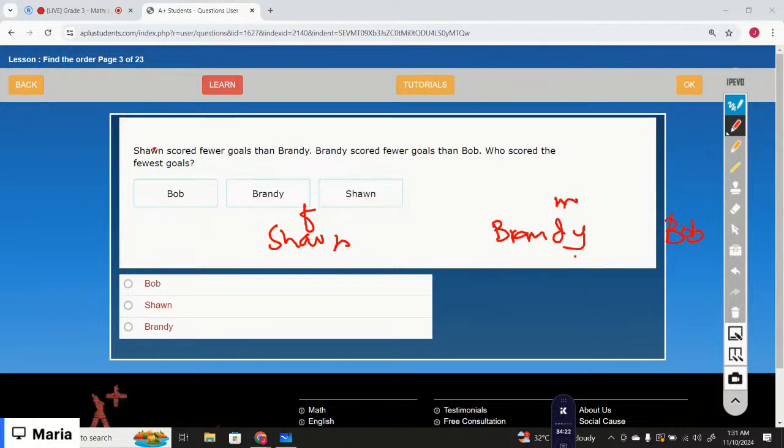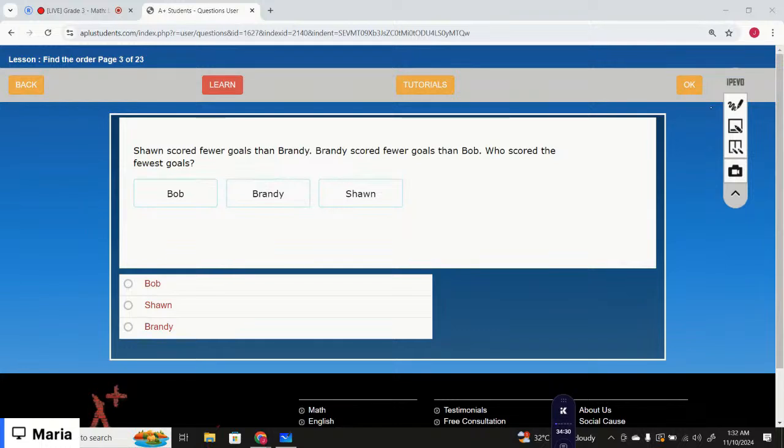Who scored the fewest goals? Sean has the fewest goals. Very good. Option number two is the correct option, right?